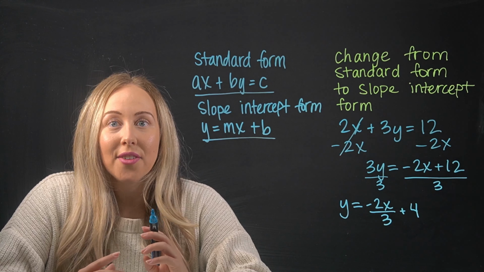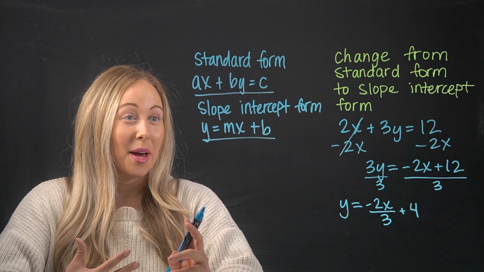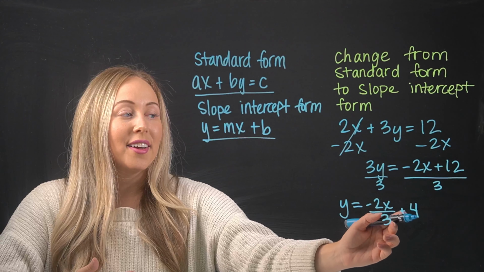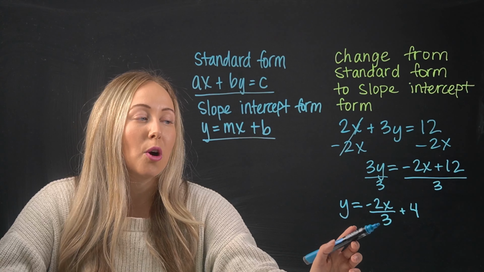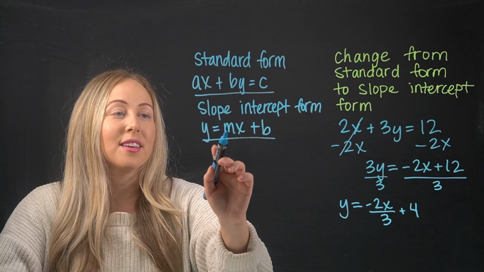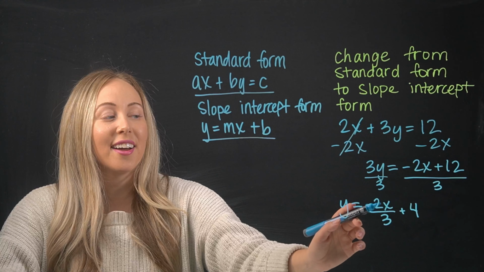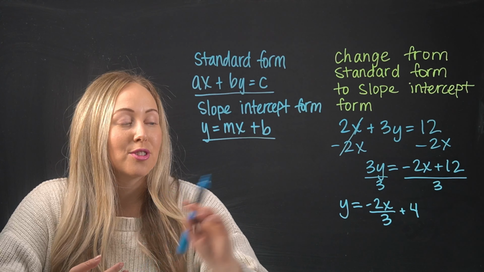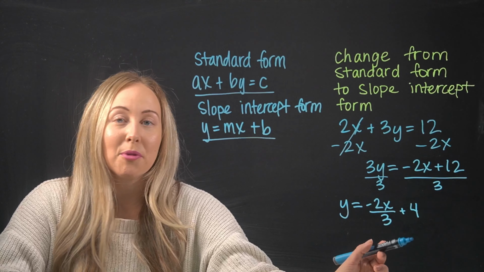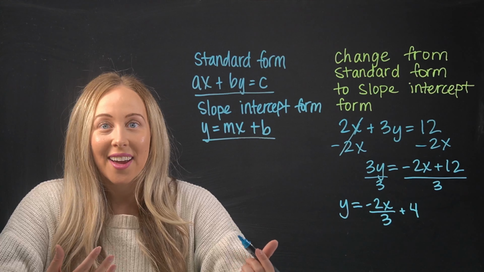So if they were to ask you on the test, what is the y-intercept of this line? The y-intercept is 4 because the y-intercept is the b term. What is the slope? The slope is negative 2/3 because the m term, what's attached to the x in slope-intercept form, that's always the slope. So slope is negative 2/3, the y-intercept is 4. You'd be ready to go right ahead and graph this, right?